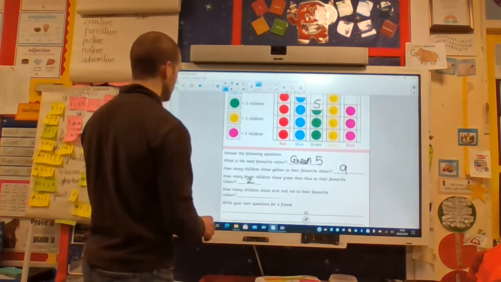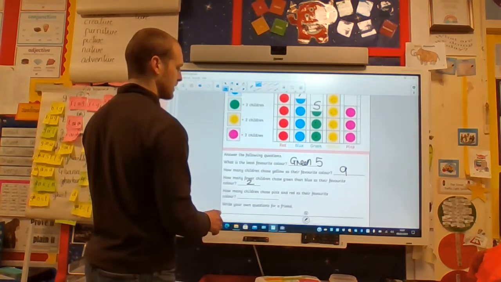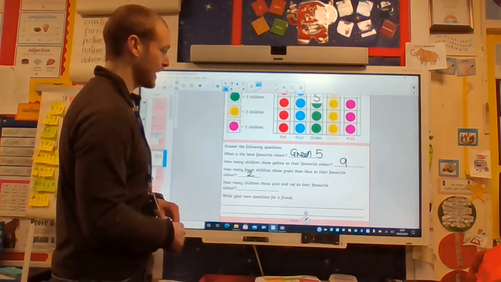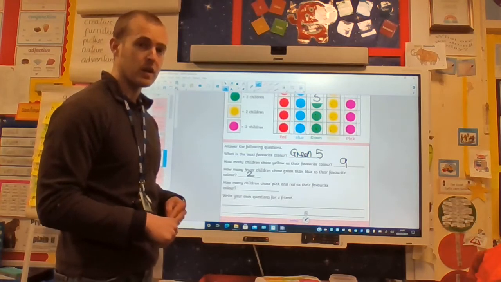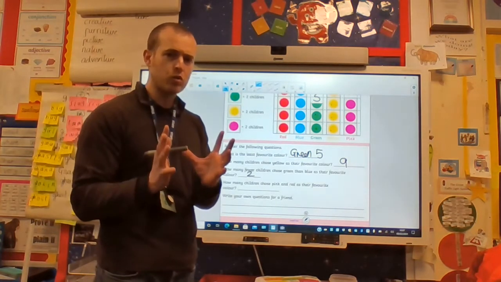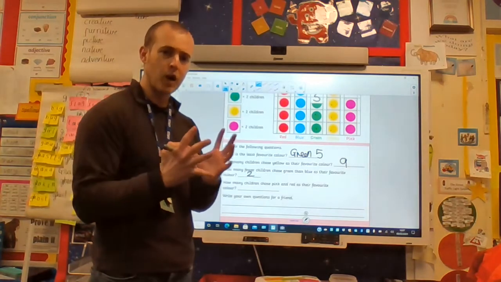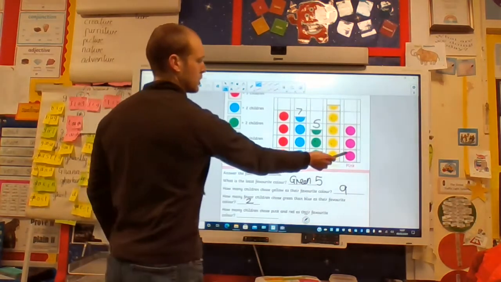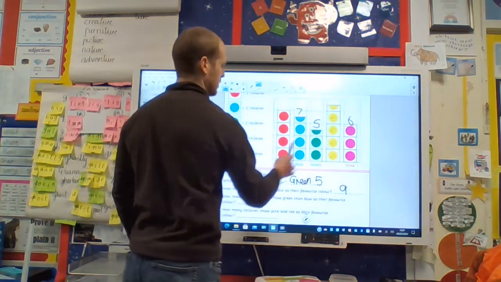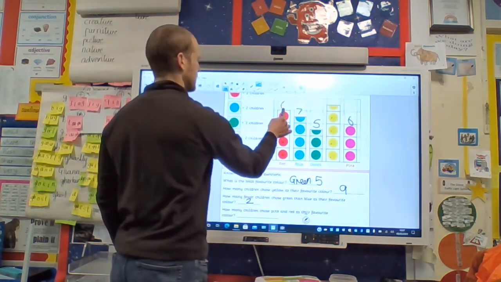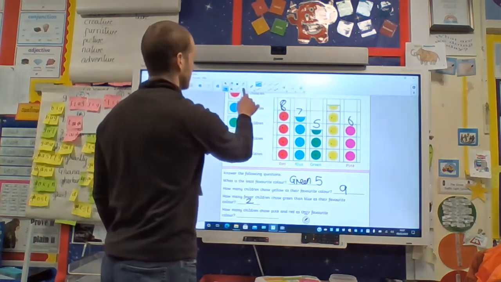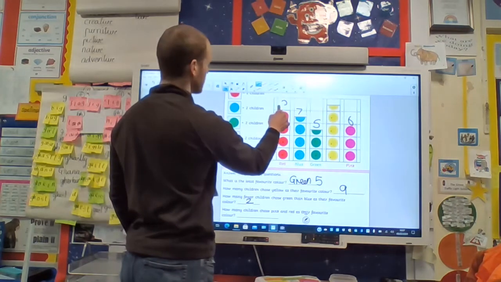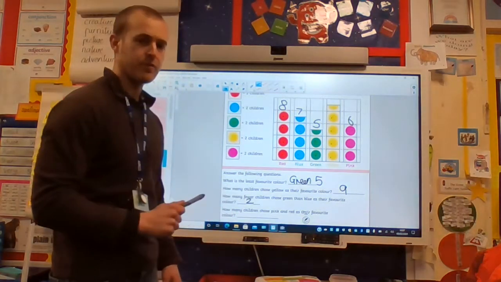So 2 children voted for green less than blue. Now then, how many children chose pink and red as their favourite colour? If we're looking at two choices, we need to combine them, which means we need to add. So let's have a look at pink. 2, 4, 6. 2, 4, 6, 8. 6. Oh, Mr. Costle, you and your 8s. Not very good at those. Something for me to practice. 8 add 6 is 14.